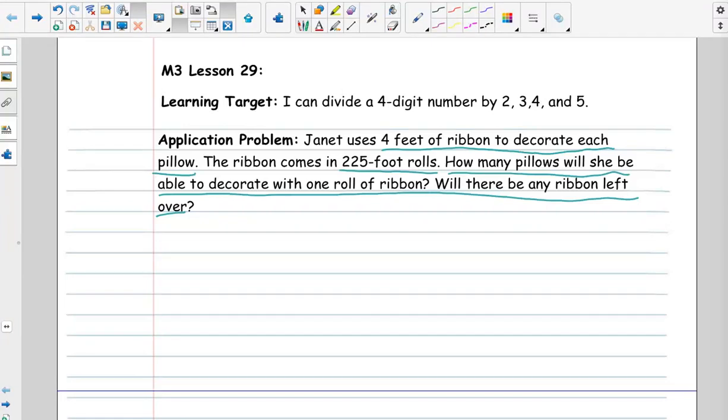Hi guys, this is Module 3, Lesson 29. Our learning target for today's lesson is that I can divide a four-digit number by 2, 3, 4, and 5.